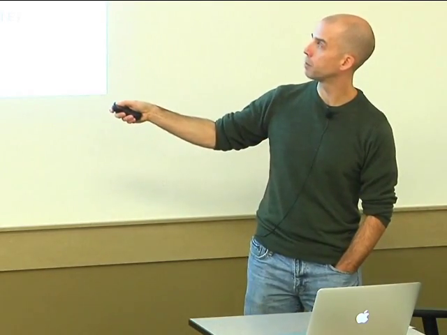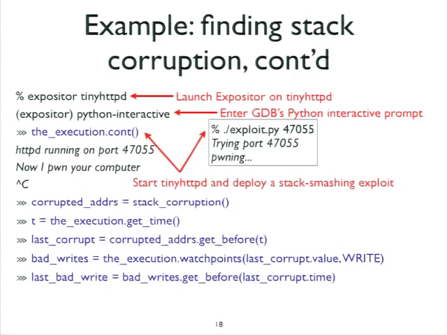We start running this program, so we call the execution continue. And it's now running on this port. In a separate window, we call our exploit function, which connects to the program and does the stack smashing attack, which now it pwns my computer.